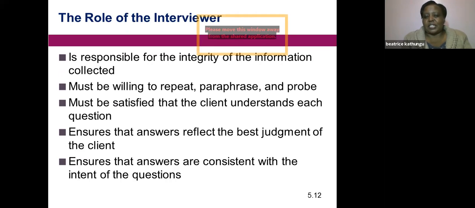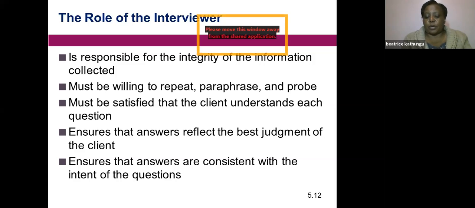Now, very important is to think about your role as an interviewer. If you get it right as an interviewer, then you get it right with the ASI. If you don't get it right, then we don't get it right with the ASI. And therefore, this slide is emphasizing your responsibility as the person conducting the interview. In fact, if you look at the first bullet, it says that it is your responsibility to ensure the information that you collect is information of integrity. It challenges us to be willing to repeat the question, to paraphrase for the client, to probe.